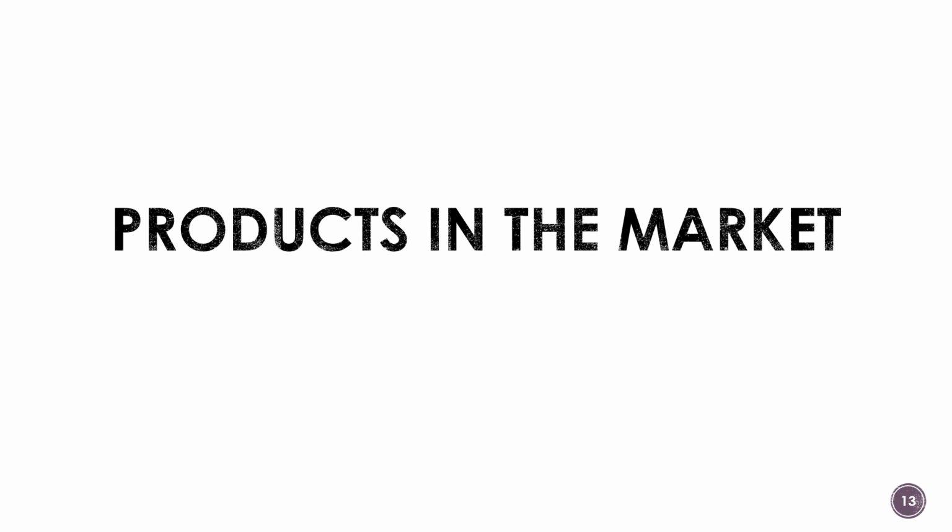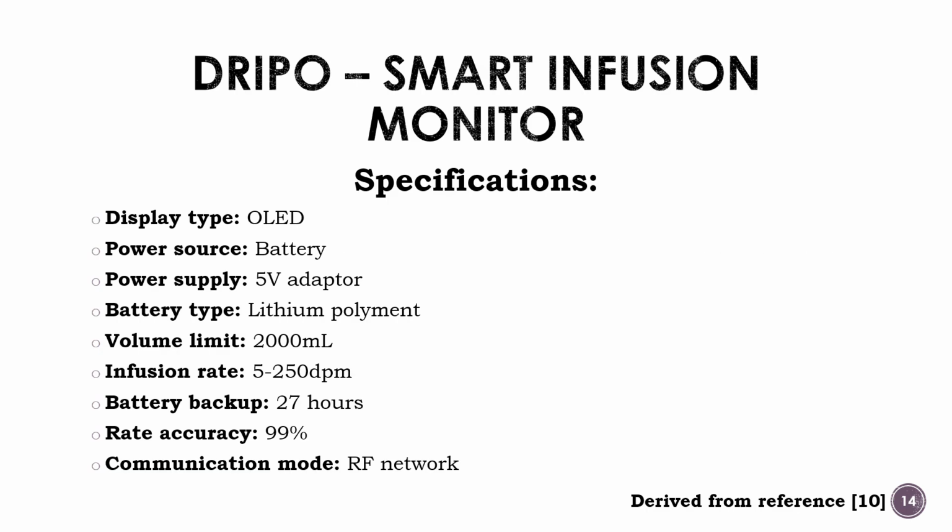So let's discuss some of the products that are available in the market, which pretty much cover the disadvantages of the old intravenous therapy system. So the first one is Dripo, the smart infusion monitor. It is a wireless electronic monitor which helps to measure and display the flow rate in gravity infusions and shares the data through a wireless media.